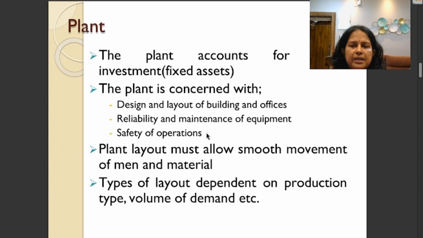And the type of layout is dependent on the production type. Which type of layout should we do? Different types of layout are there, so that is needed according to our production type. What we are producing and what is our production type, like we are producing on a batch scale or we are producing on a mass scale. According to the production type, we can also plan the layout of the plant.